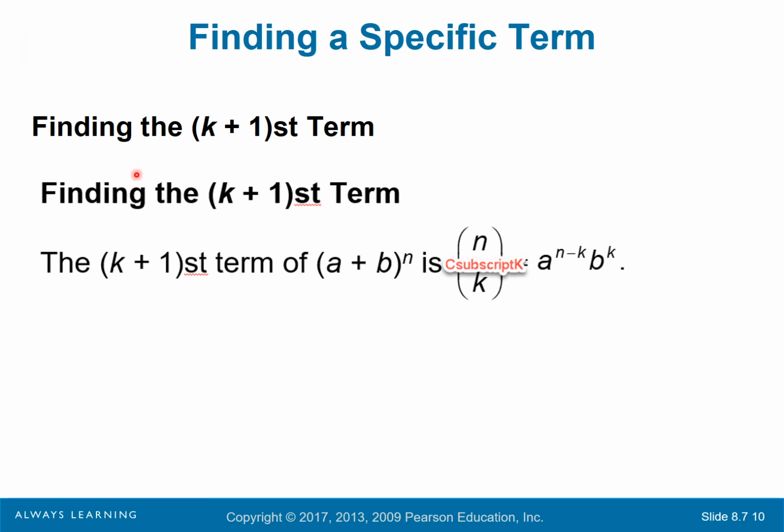The second objective talks about finding the k plus first term. The k plus first term is going to be c sub k, which you get from the appropriate row in Pascal's triangle, and then you have a to the n minus k, and then you have b to the k.